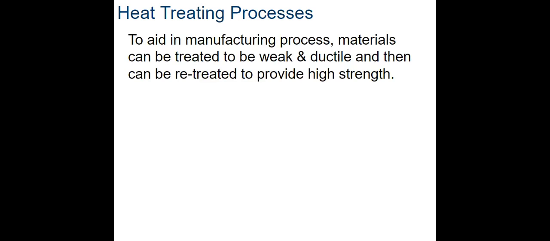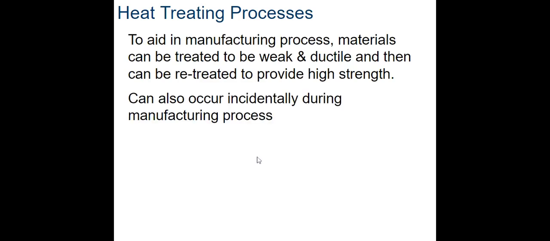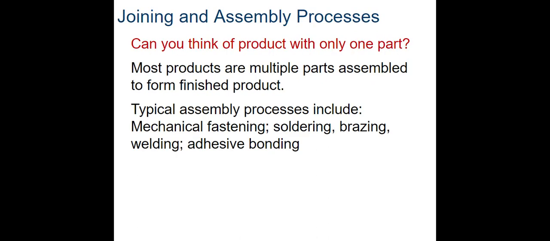Heat treating processes. Basically, to aid in manufacturing, materials can be treated to become weak and ductile and then be retreated to provide high strength. They can also occur incidentally during the manufacturing process, so they can happen on purpose and they can also happen by mistake.